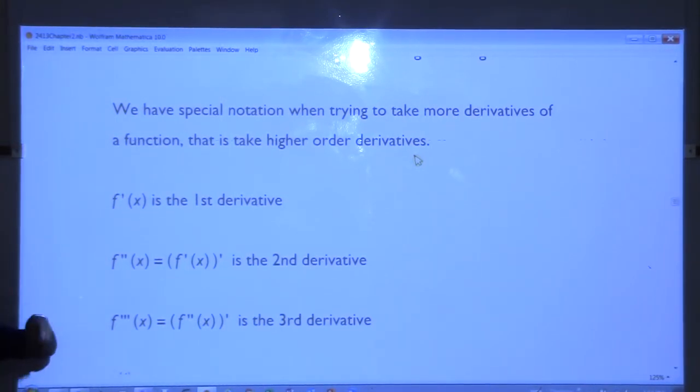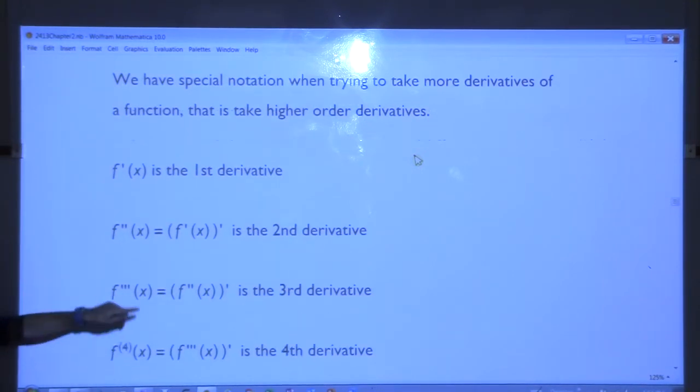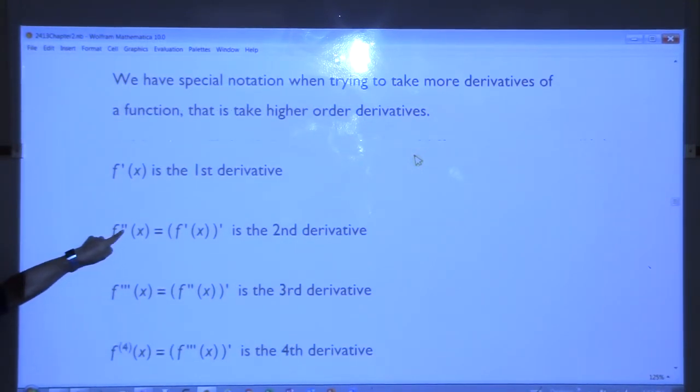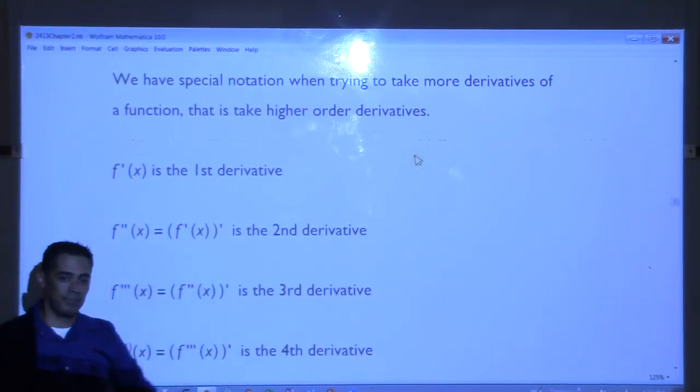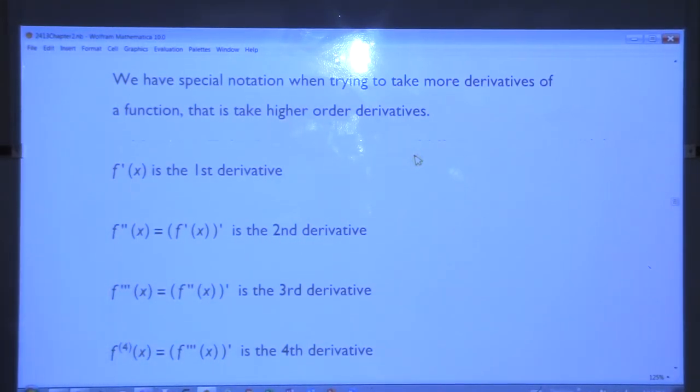If we want to take the derivative of that answer, then we will use 2 primes, and therefore this is called the second derivative. And what do we use for the third derivative? 3 primes. And then what do we use for the fourth? Well, we start to dump the primes because it's going to get a little ridiculous after a while, so we put f with the little 4 here with the parenthesis around it.